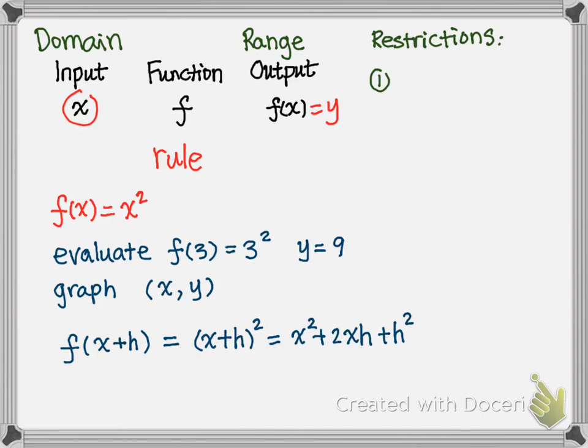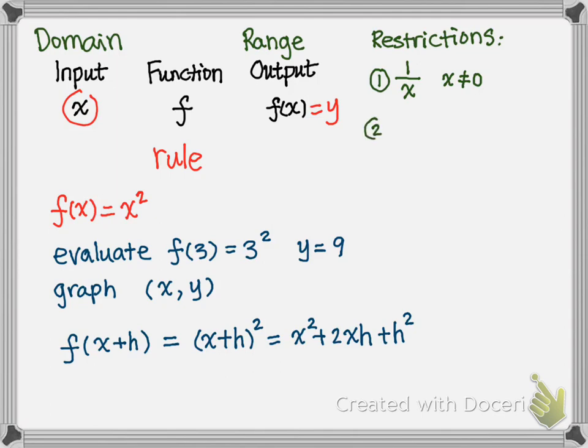So the first restriction is if you have a function such as 1 over x, whatever is in the denominator, in this case x, cannot be 0. So the domain for this function is negative infinity to 0, union 0 to positive infinity, or you can say all real numbers except 0.